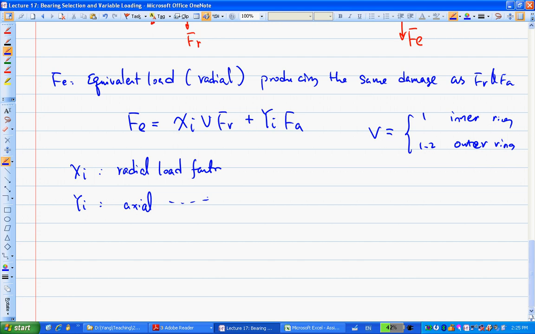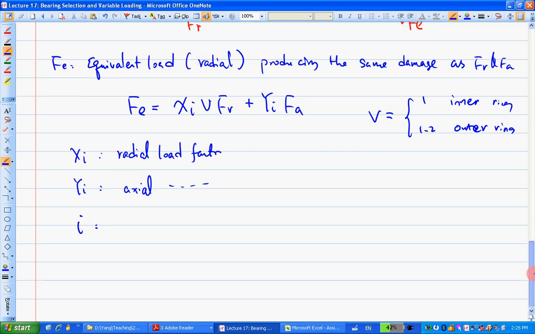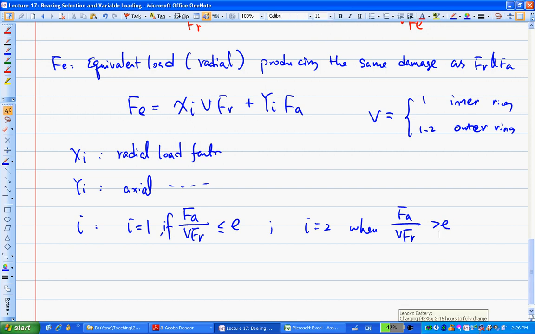Now there's a subscript I here. The I takes only two values, 1 and 2. I'll show you where they're from. They're from a table. You take I as 1 when the ratio between FA and VFR is less than E. And I will take 2 when this ratio FA over VFR is greater than E. So, let me show you what E is.